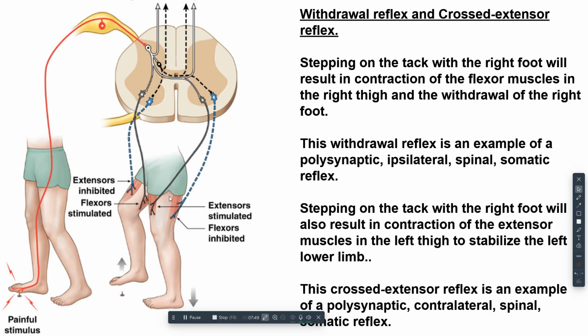And that part of that reflex where we have extension of the opposite limb, and we can see how the interneuron sends signals across to the other side, that is called the cross-extensor reflex. And that is an example of a polysynaptic reflex. The cross-extensor, it is polysynaptic, but that is an example of a contralateral reflex. There we go. I wanted to show you this one because it's good to see a contralateral reflex.